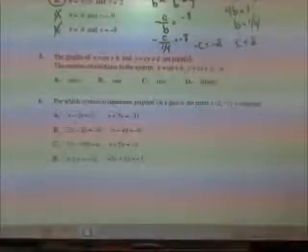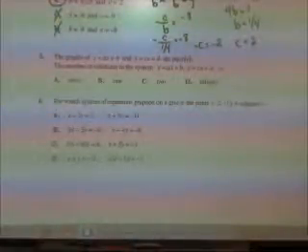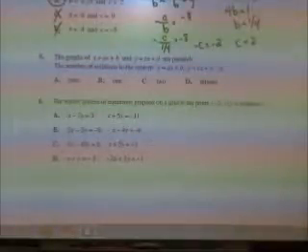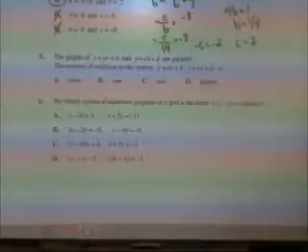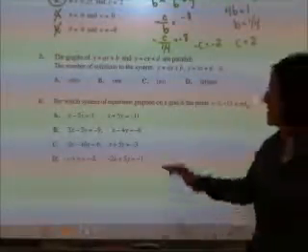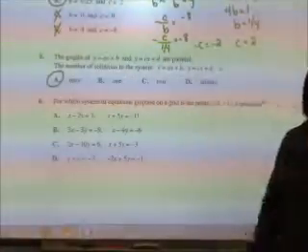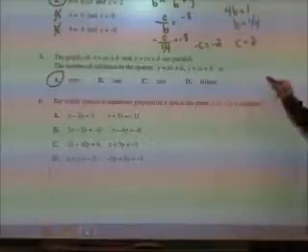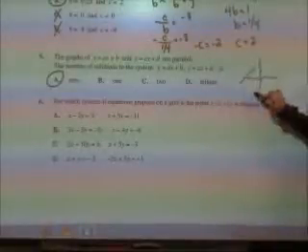Question number 5. The graphs of y equals ax plus b and y equals cx plus d are parallel. So the number of solutions to this system is what? Parallel lines have how many solutions? 0. They're parallel to each other, so they're never going to intersect. If I draw a picture of it, there's parallel lines.